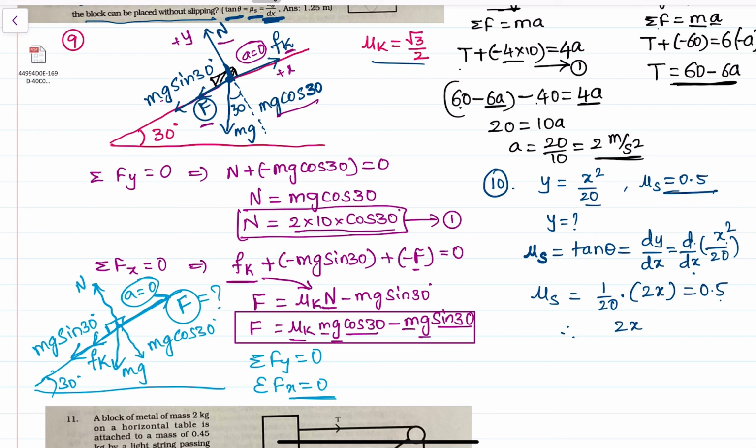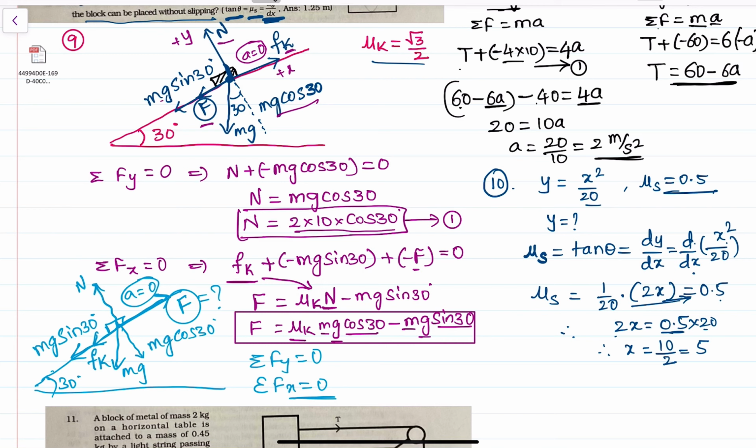Therefore, 2x equal to 0.5. On cross multiplying you will get 0.5 into 20. So x equal to 0.5 into 20 divided by 2. 0.5 into 20 is nothing but 10. 10 by 2 is nothing but 5.